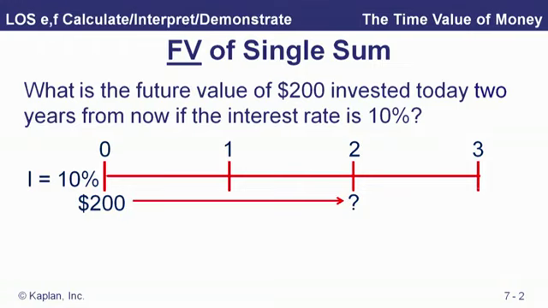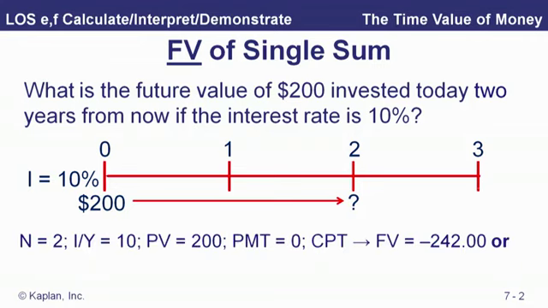Next, we need to take a look at the future value of a single sum. The mathematics of this are pretty straightforward. If we have $200 today and we earn 10%, and now we're thinking an effective rate of 10%, per year for 2 years, how much will we have?